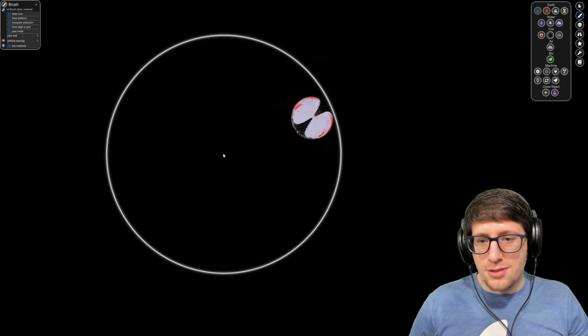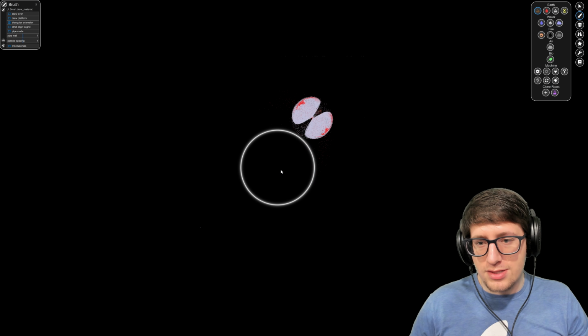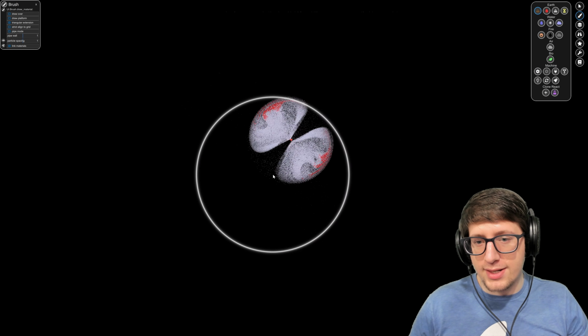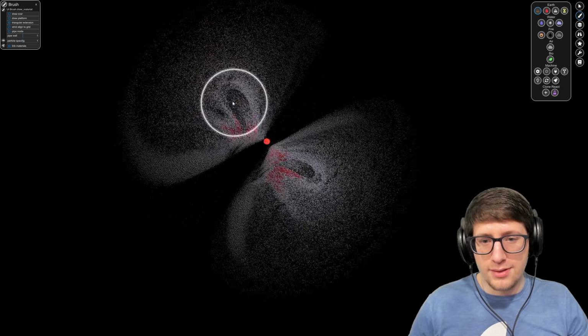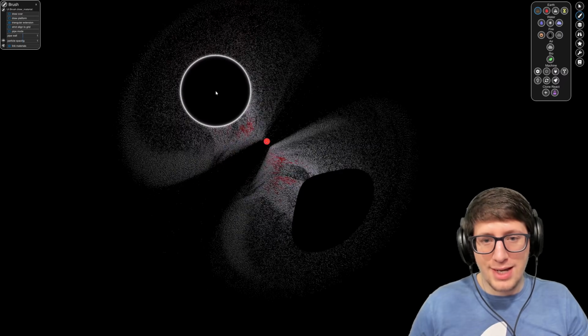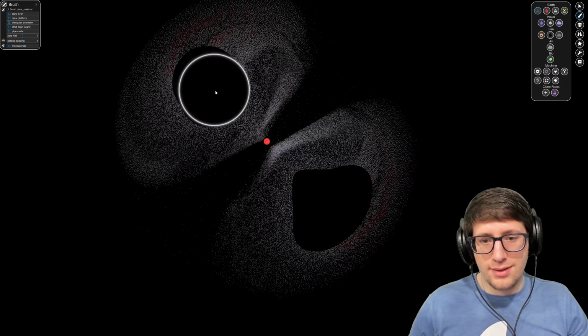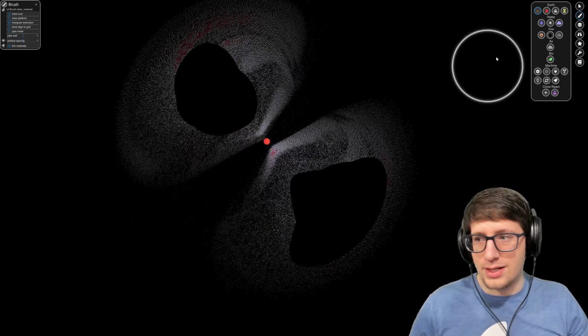Another strange thing is that the particles get thrown away and disappear, but then they end up back inside of it again somehow. It's very odd behavior.